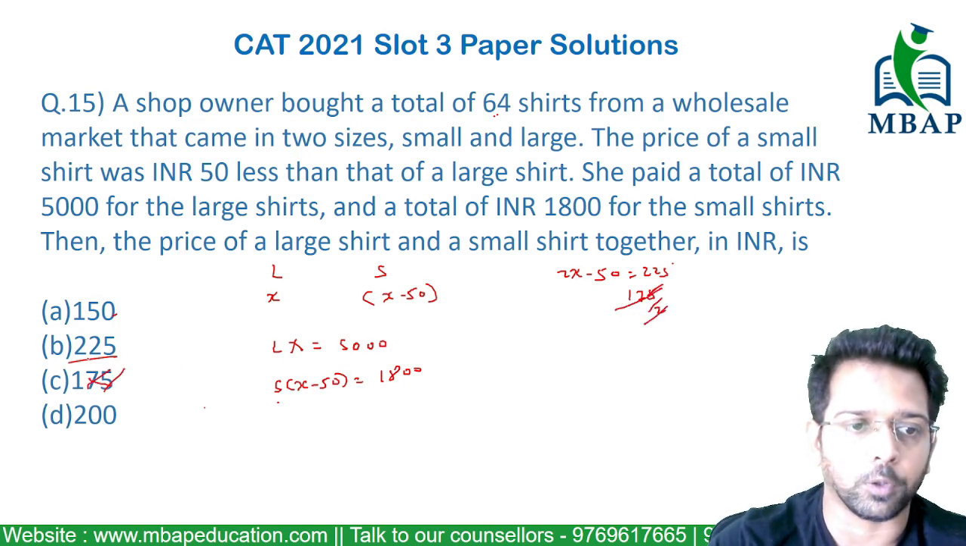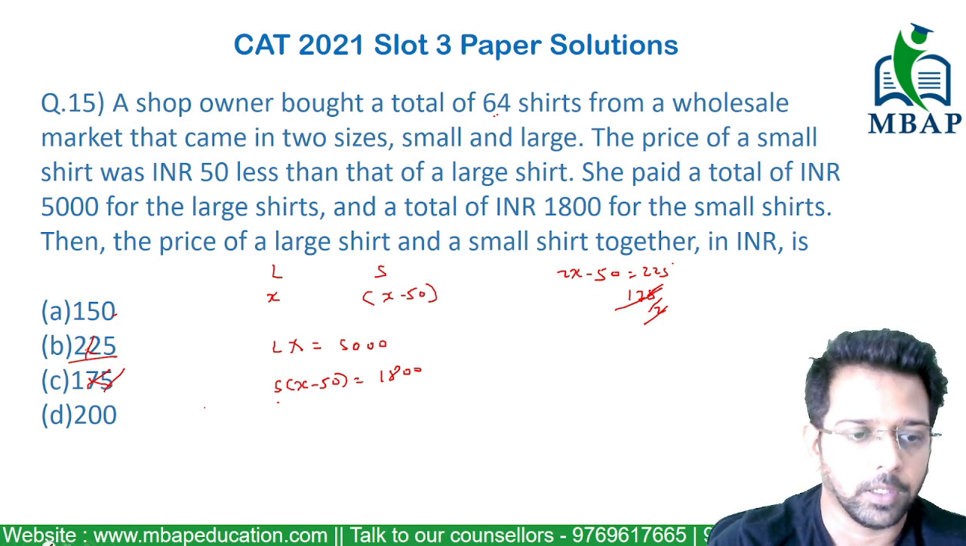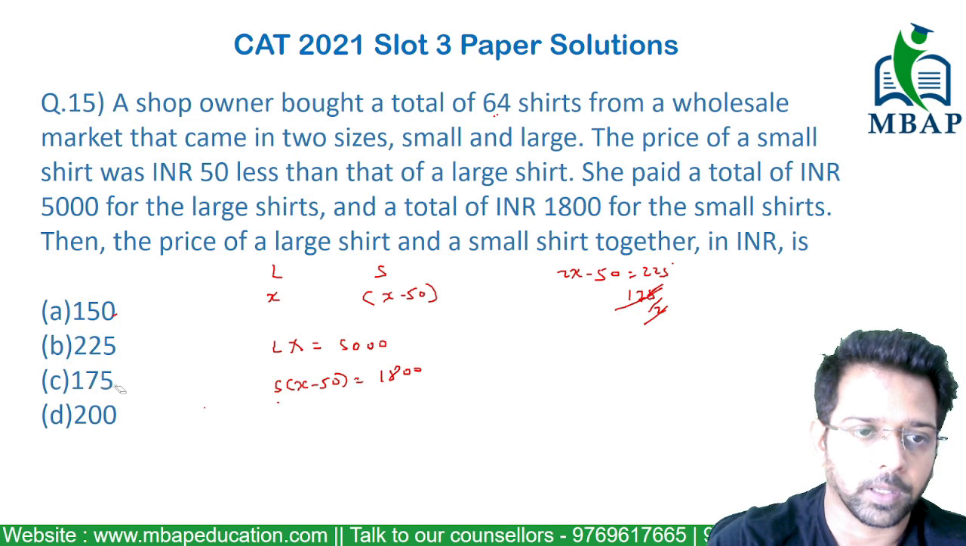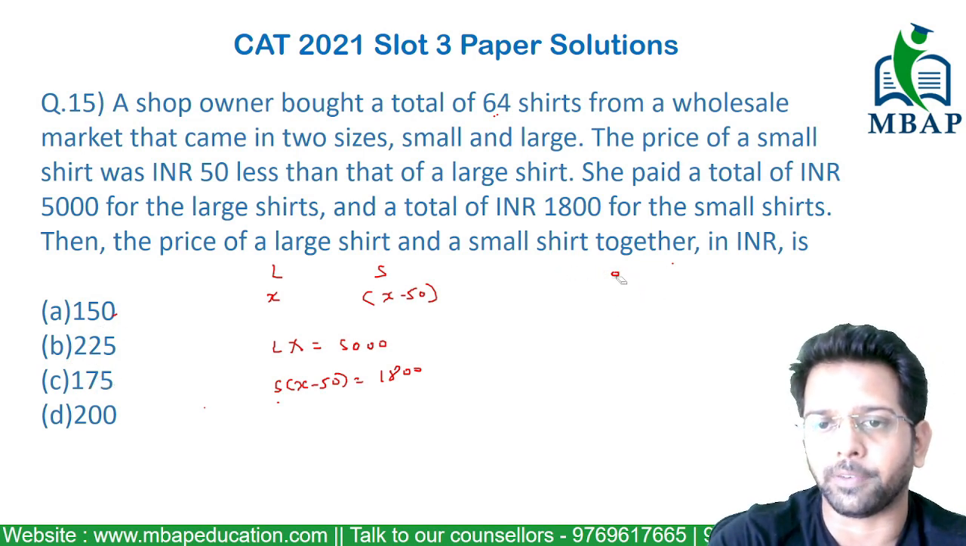Similarly, 175 will also not give you an integer value of x and x minus 50. So three options have been ruled out. There are only four options, so certainly you can mark option number 4 to be the final answer.